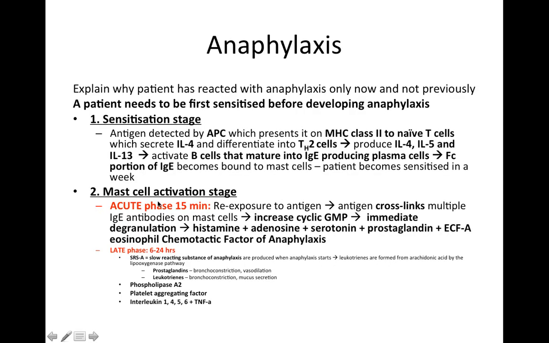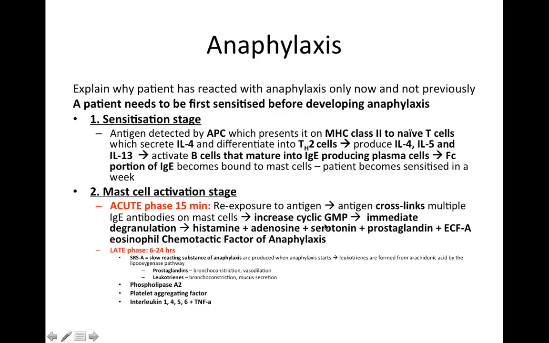And then the next stage is the mast cell activation stage. It can be divided into the acute phase within minutes and a late phase. The acute phase is what this patient is going through. Once they get re-exposed to the antigen, this is the key word, it cross-links multiple IgE antibodies on the mast cell. So it's like this giant antigen comes along, and all these IgEs are on the mast cell, and if you cross-link two, that's when it gets activated. If you just activate one of the IgEs on the mast cell, nothing happens. It will bind because the IgEs are quite small compared to the antigen.